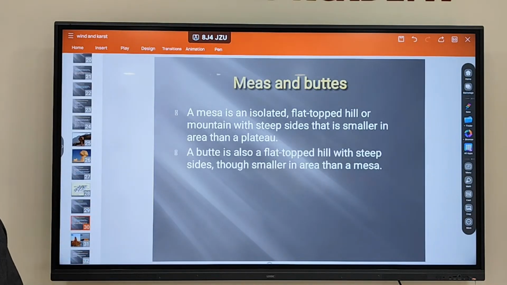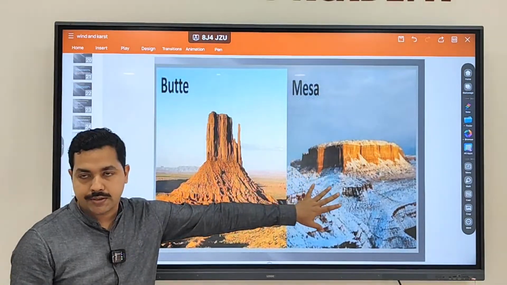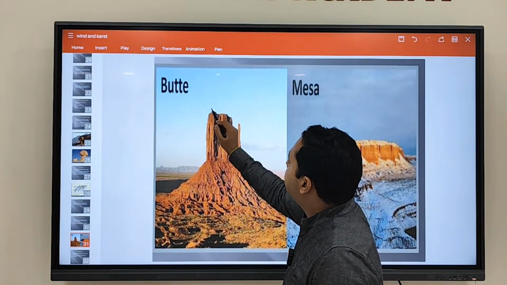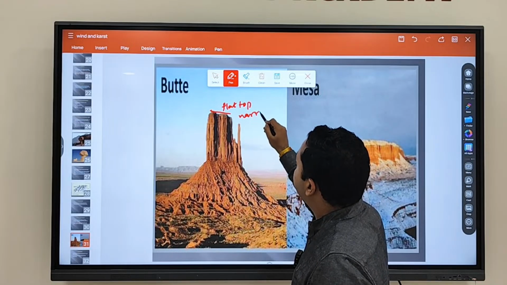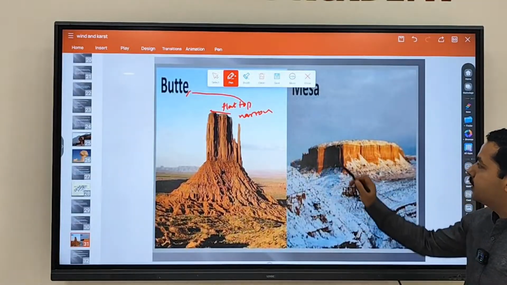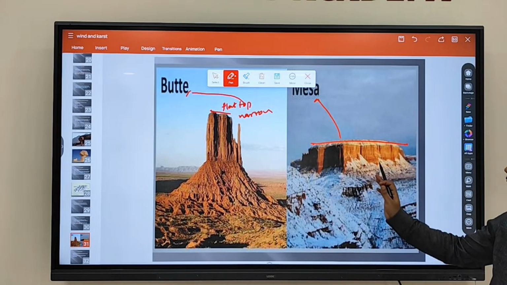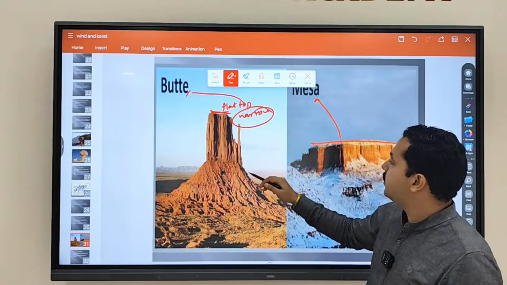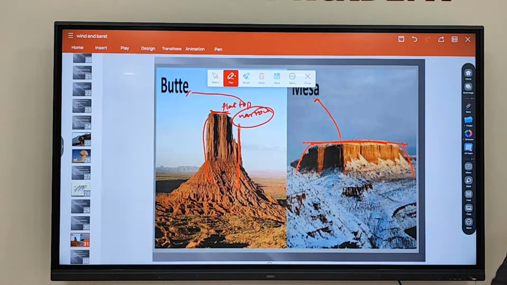Then you have the next one, mesas and buttes. This is basically the butte part, and this is the mesa part. If you find a flat top, and this flat top is narrow in nature, it is going to be called a butte. When the flat top is wider in nature, it is called a mesa. So what is the difference? In both cases you have a flat top. Here the flat top will be narrow with steep sides, and here you also have steep sides, but the flat top is much bigger. Clear? So this is what we call mesas and buttes.